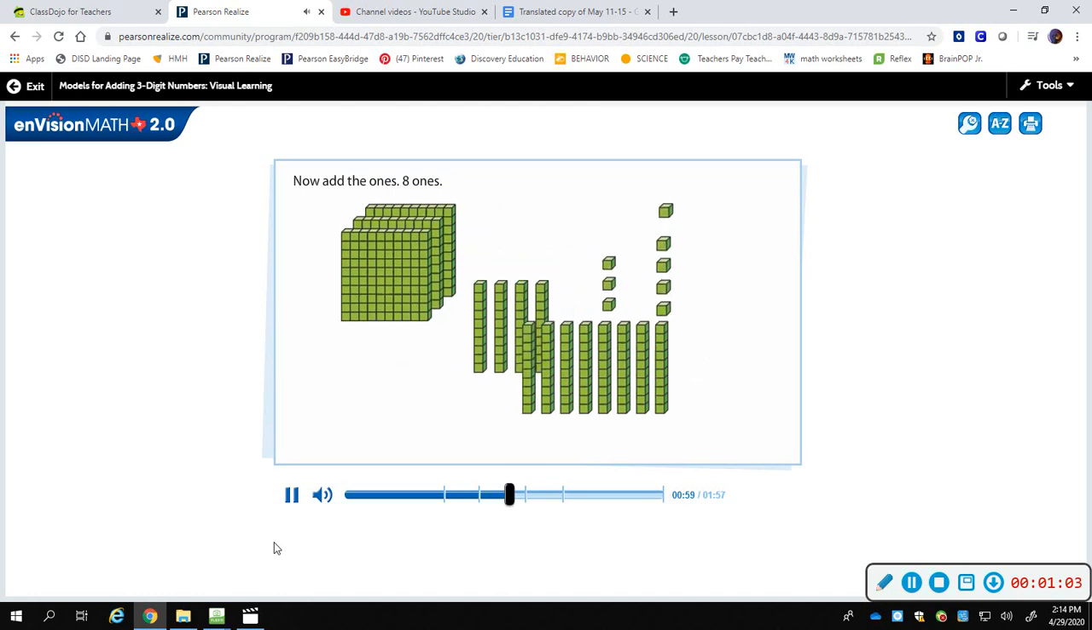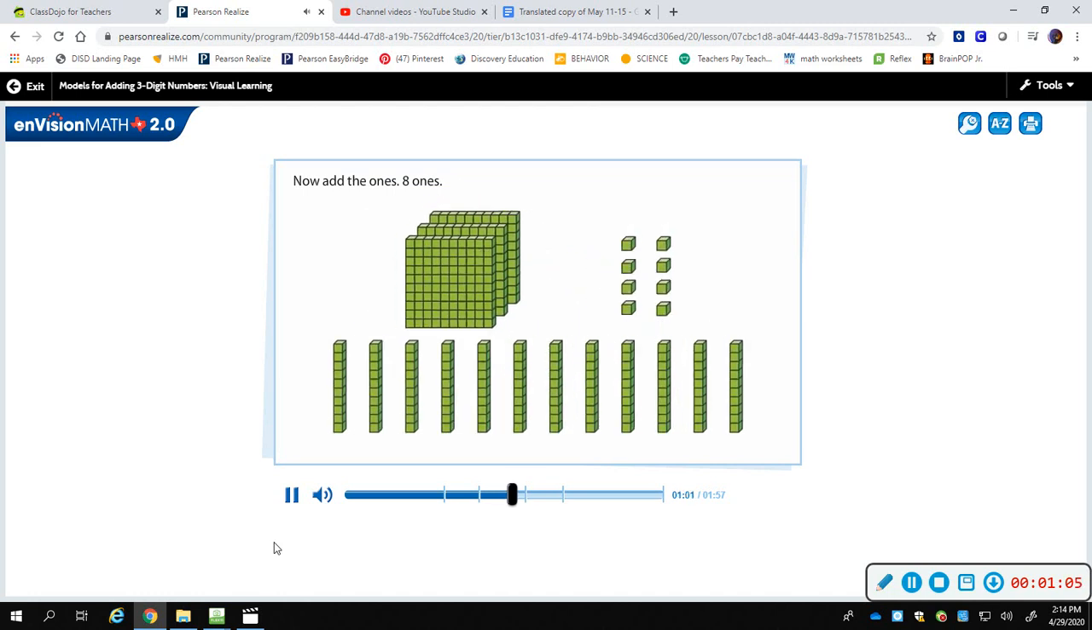Now add the ones. 8 ones. Why don't you need to regroup the ones? There are fewer than 10 ones, so you don't need to regroup.